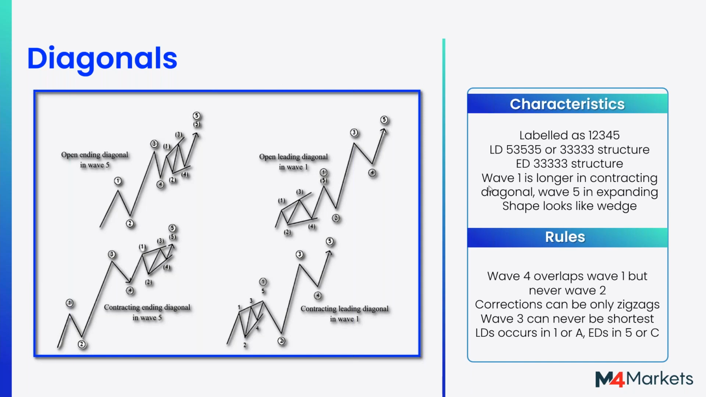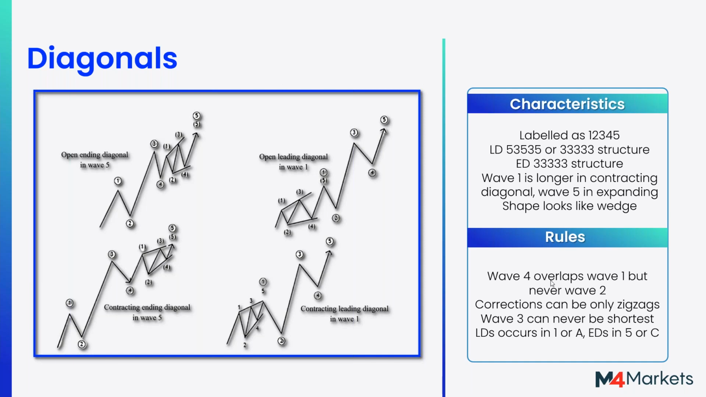In contracting diagonals, wave 1 is always longer than wave 3, and wave 3 longer than wave 5. That's how we get the contraction. It looks like a wedge. And in the expanding variation, it's the other way around: wave 1 is the shortest, 3 is bigger than 1, 5 is bigger than 3. Rules: wave 4 always overlaps, but it can never go below wave 2. The corrections in ending diagonals can only be zigzags. Okay, only the corrections can only be zigzags.